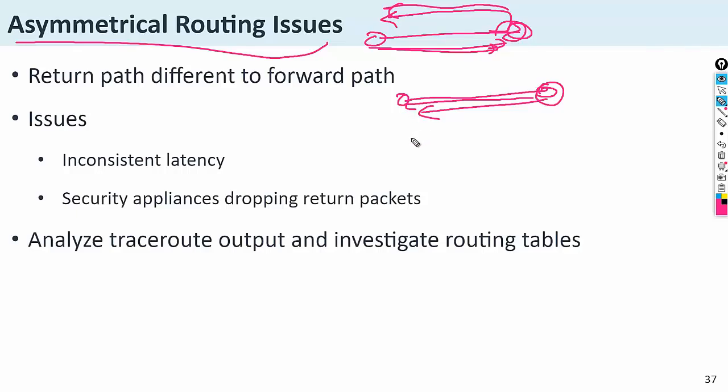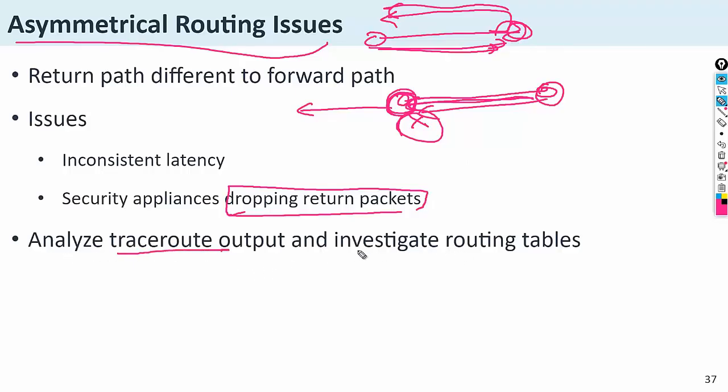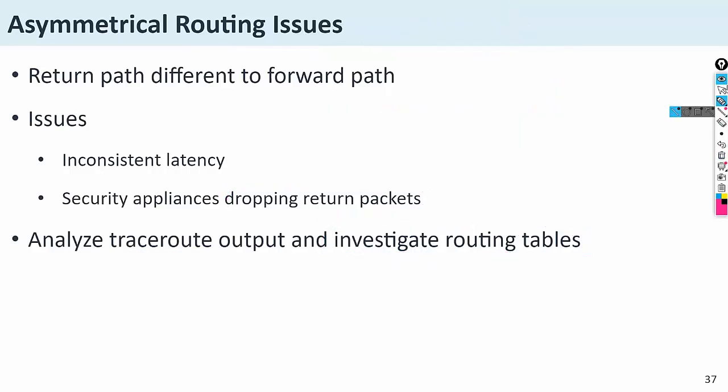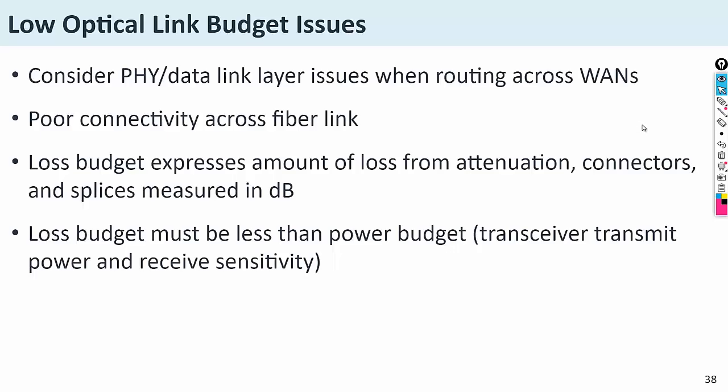return path. So inconsistency, latency or a security appliance may drop return packets, because when the packet is coming back and this router doesn't have the route inside its routing table, this router will discard the packet. So how can you analyze it? You can analyze it by using the traceroute command. Or you can investigate the routing tables available on the routers inside the network. This type of issue is usually found in WANs or inside the ISP.